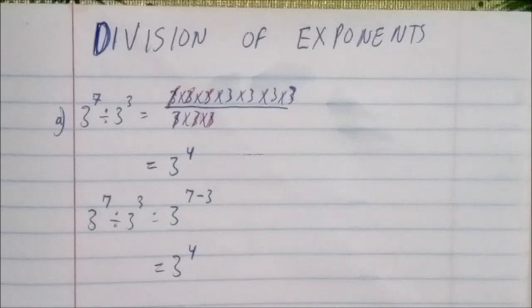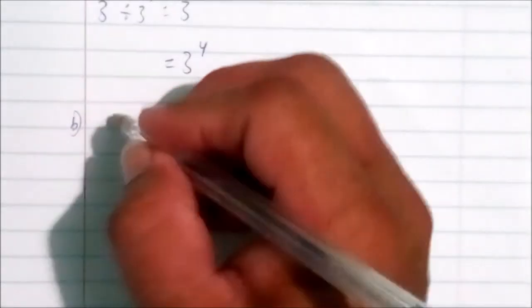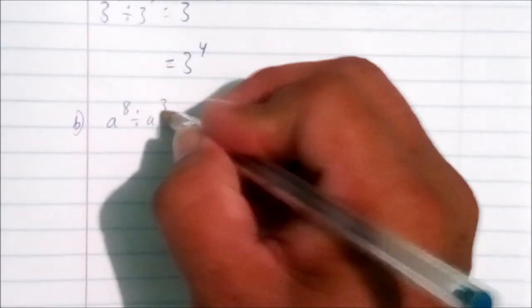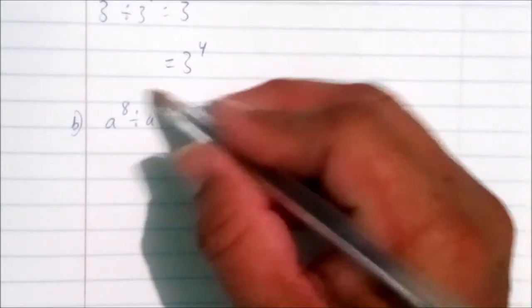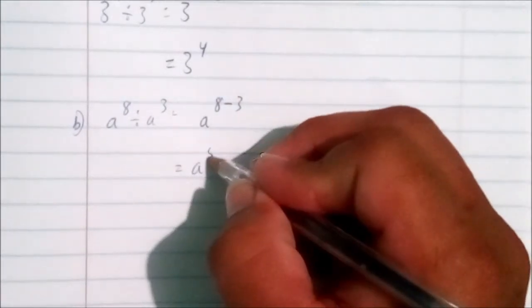Let's try a next example before we see a general rule that applies here. B. Consider that you have a to the 8th divided by a to the 3rd. Let's use the same rule that I just said a while ago. Since the bases are the same, we'll keep the base and subtract the second power from the first power. So it's 8 minus 3, giving us a to the 5th power. That is our solution. Nothing much there, but I want you to do this working here so that you can see how you arrive here.